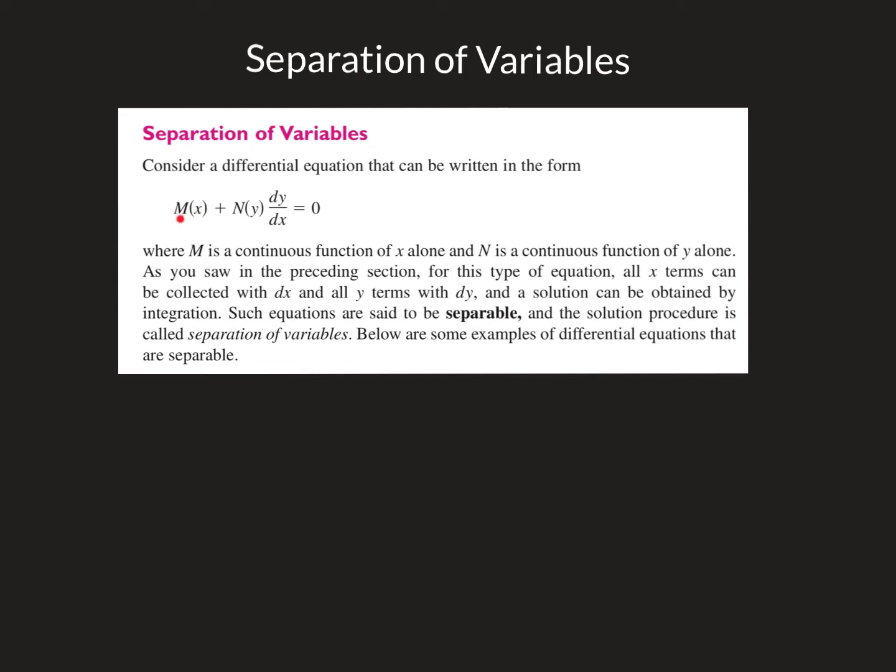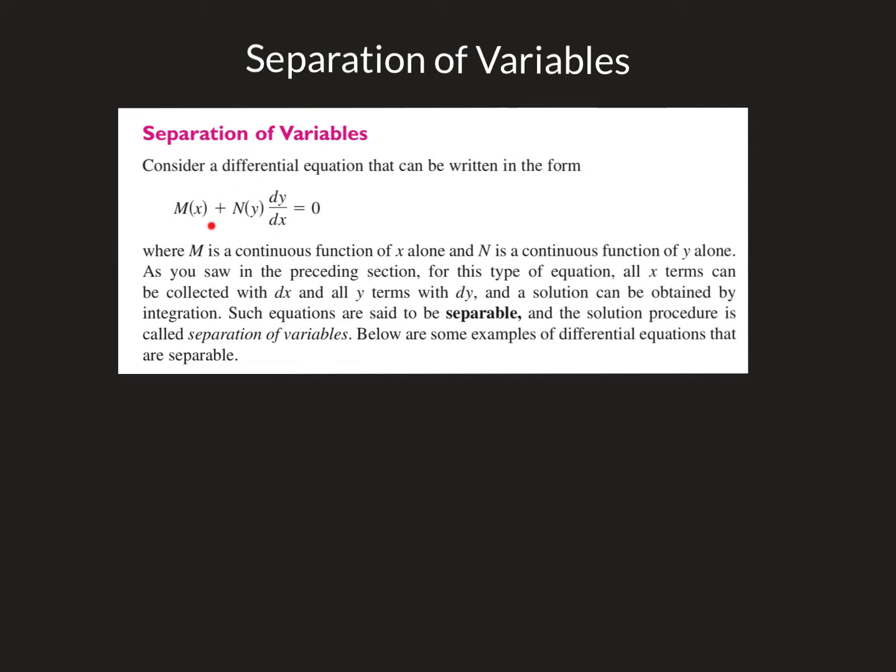M of x is simply one of the terms or a part of our diffy-q that is solely in terms of x. N of y is a part of our differential equation that's solely in terms of y. Of course, we have dy dx and then equals 0. Now these can look very different, but the general idea is that x and y, or whatever two variables we're using, are sort of intermingled.